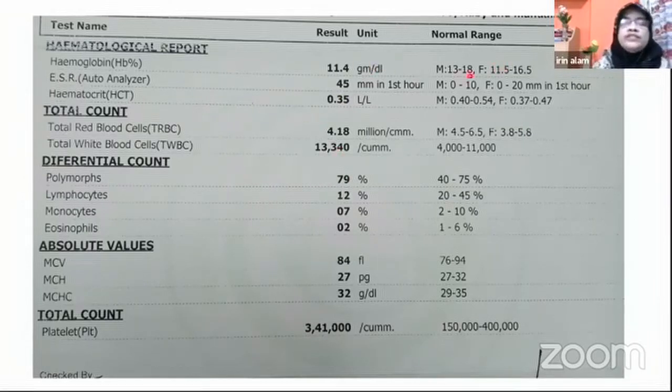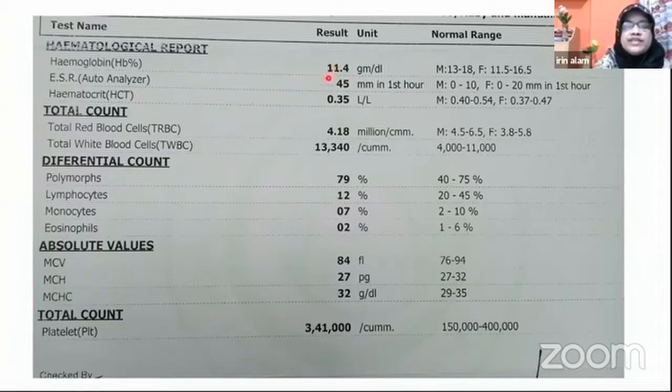Hemoglobin is within the normal level, and the total count is 4.18 million, normal. And the WBC count is slightly raised, but it is normal during pregnancy. WBC count may be raised up to 15,000 per cubic millimeter during pregnancy. So this is normal. And polymorphs and other cells are within normal limits. MCV within normal limit, MCH within normal limit, and platelet count within normal limit. So this is a normal blood picture.